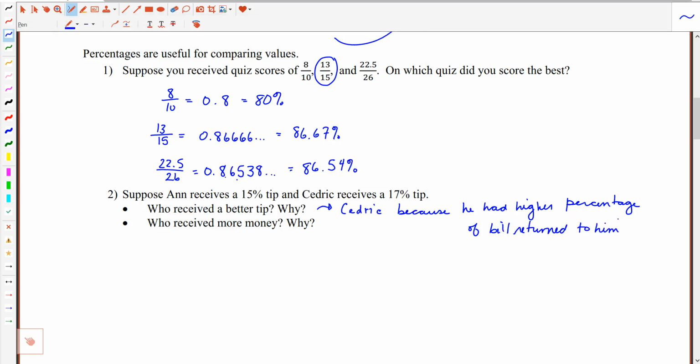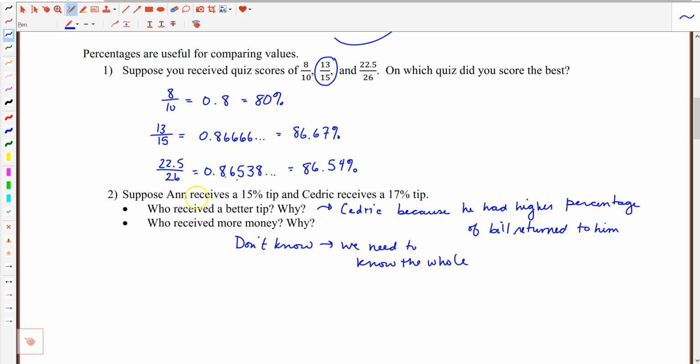But on the second question, who received more money, this one we have to know then what these percents are actually being applied to. So we have to know what the bill was or what the whole was in order to actually figure out how much money each got. So who received more money? That we don't know. So why won't we know that? We need to know the whole.